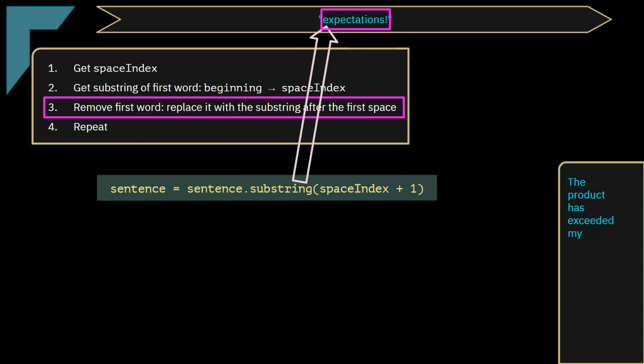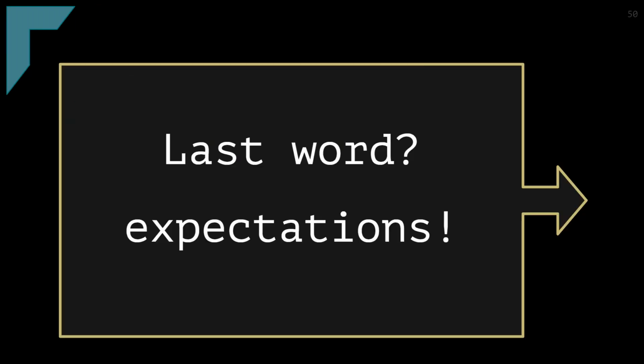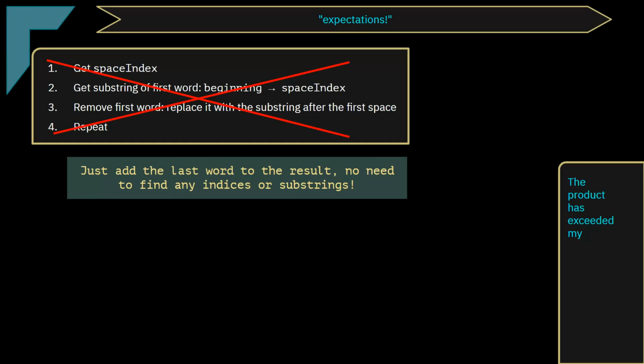And then we cannot repeat. If you look at it, there's no more spaces in this sentence up top. So because we can't repeat, how do we get the last word? How do we get this expectations? So basically all we do, we're done with that loop, we're done with that algorithm, and all we do is just add the last word to the result. There's no need to find any index, no indexOf, no substrings. We just add that last word.